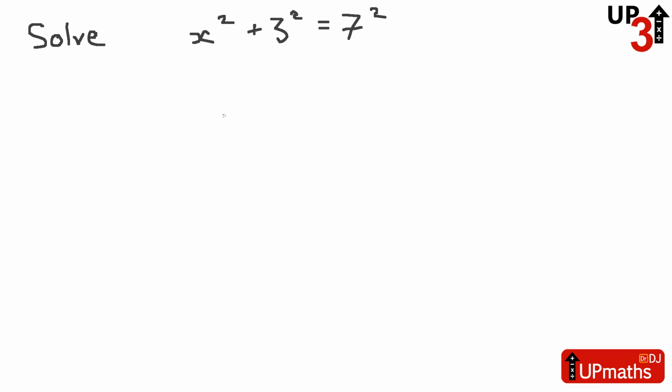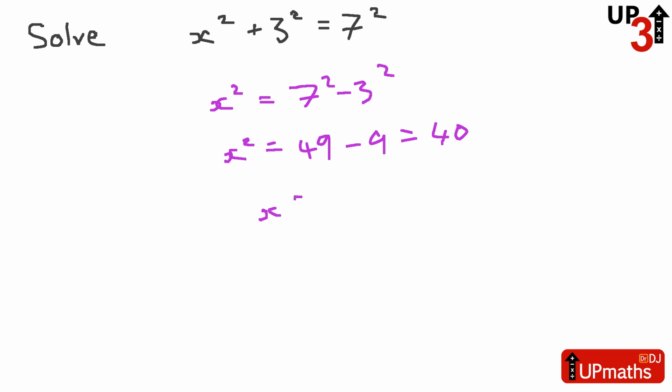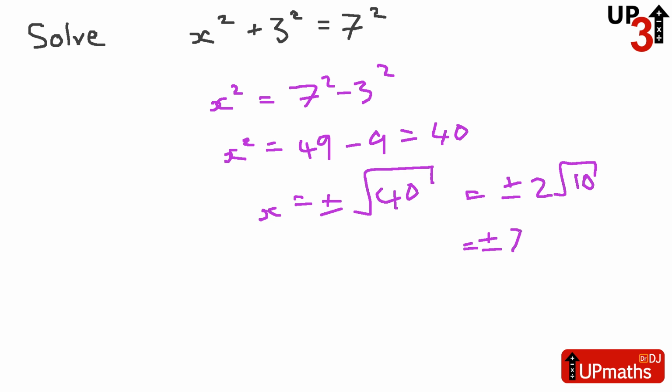What about this? I'm just going to go x squared equals 7 squared minus 3 squared, because I'm getting the numbers over the other side. So x squared equals 49 minus 9, which is 40. So x equals plus or minus the square root of 40. And if you want to do that in terms of surds, you might write plus or minus 2 root 10. Or, if you want simplest surd form, plus or minus 2 root 2 root 5. I'm thinking that any of those answers are okay.